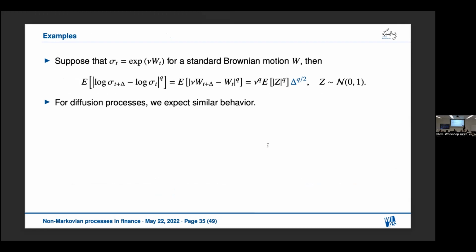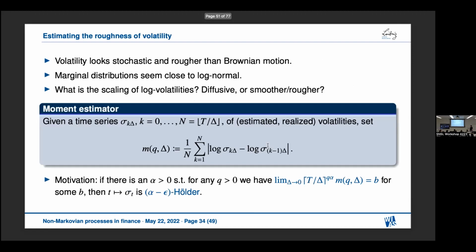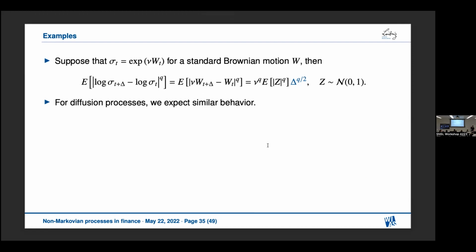If you do this, and you suppose that sigma really is an exponential Brownian motion, then there's a missing term. You see that at the end of the day, the important thing that comes up here is delta to the Q over 2. And remember, we are looking for the alpha that multiplies Q here. So the alpha is 1/2. Of course, we know this because Brownian motion has regularity 1/2 Hölder, or more precisely, is alpha Hölder for every alpha smaller than 1/2. And if you replace the Brownian motion with a diffusion process instead, the same answer.